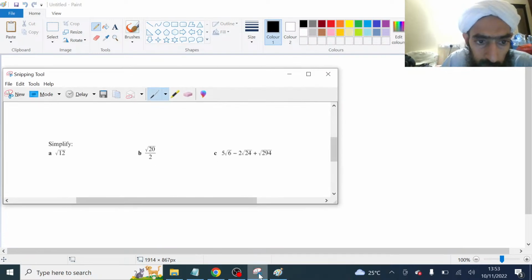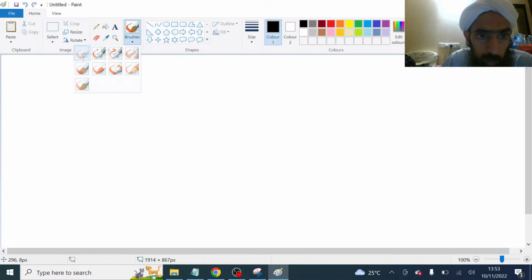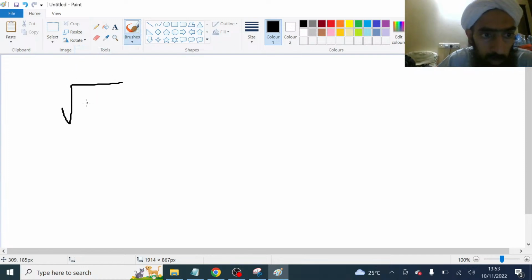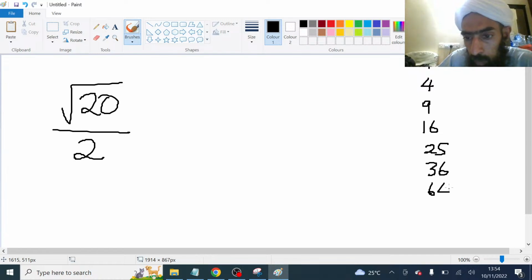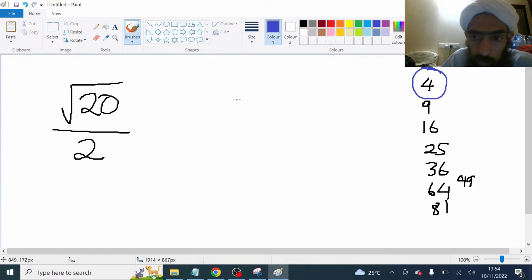Okay, let's take a look at the next one. Root 20 divided by 2 is the question. Square root of 20 divided by 2. Again, start with your square number list and ask yourself, which one can I pick that I can times by a whole number to get 20? So in this case, it's going to be 4 again because 1 doesn't really help like before. 9's not going to times into 20, 16 isn't. So 4 is the right one.